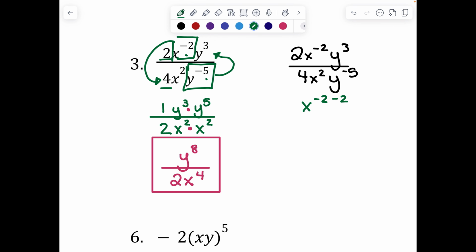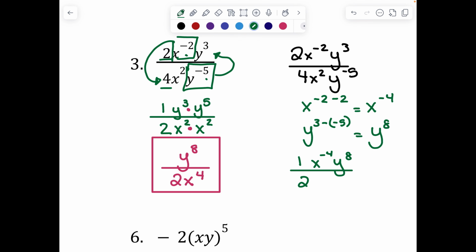So I'm just going to talk about the exponents here. So that would give me x to the negative 4th. For my y's, I have y to the third minus negative 5. So that would give me y to the 8th. So right now I'd simplify my 2 and my 4. So I'd have 1 over 2, x to the negative 4th, y to the 8th. We would keep it all in the numerator to start. Then I would move down my x to the negative 4th to the denominator. So you'd end up with your y to the 8th over 2x to the 4th.